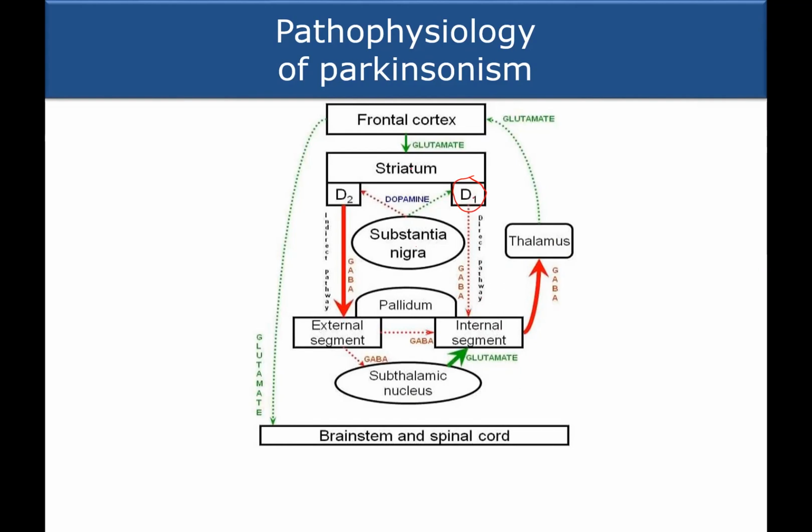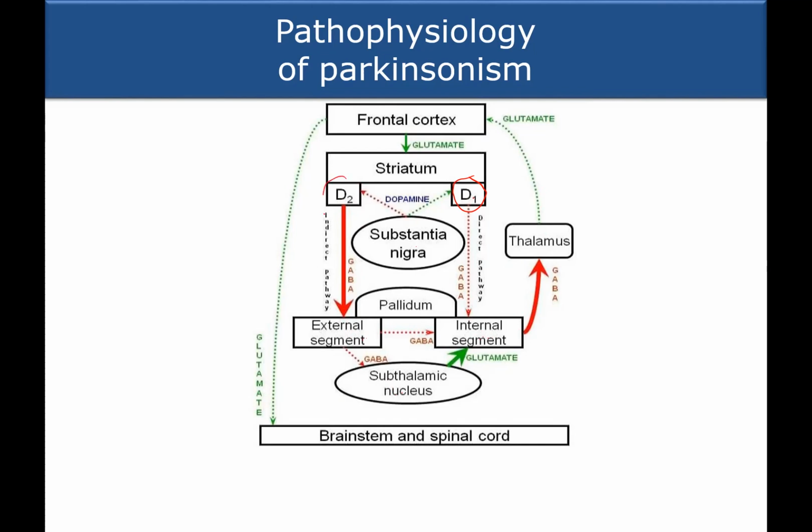Whereas if you go to the same striatum through the indirect pathway, without substantia nigra, the indirect pathway goes to the globus pallidus externa, to the subthalamic nucleus, to the interna, to the thalamus. This is an inhibitory pathway because this is more of GABA. GABA is inhibitory. Here GABA is less, so there is more excitation. Here GABA is more, so there is more inhibition in this path.